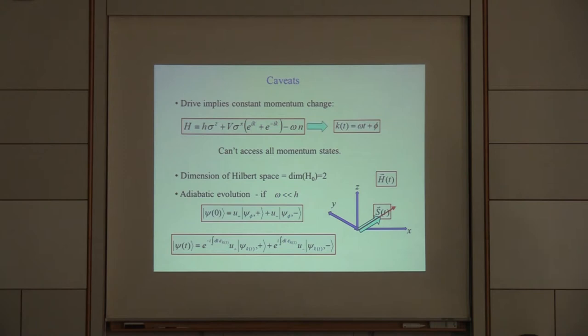Now, of course, this animation is not really good because the rotation here looks just too fast, right? So really, in essence, I want this rotation to be slow compared to the effective magnetic field implied in this Hamiltonian. You still with me? Questions? All right. So that's the second caveat. If you want this band structure analogy to hold, you want the drive to be slow and strong.